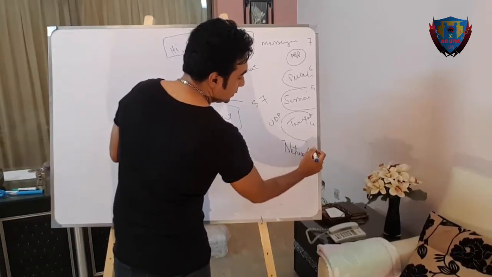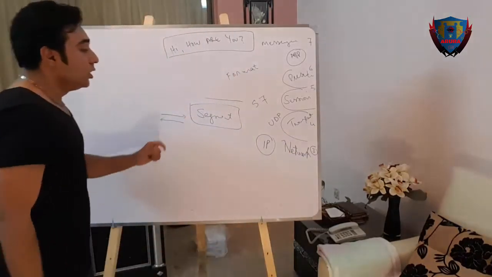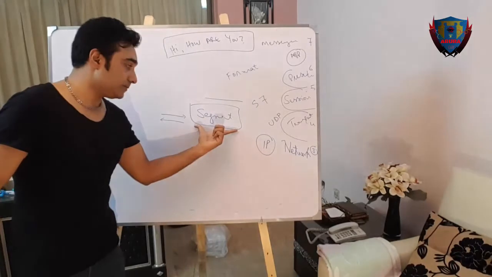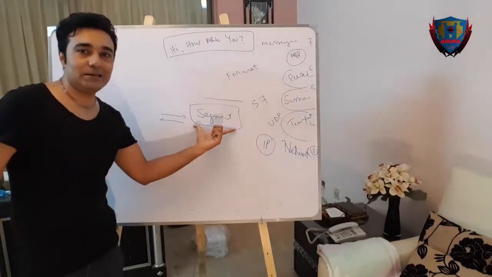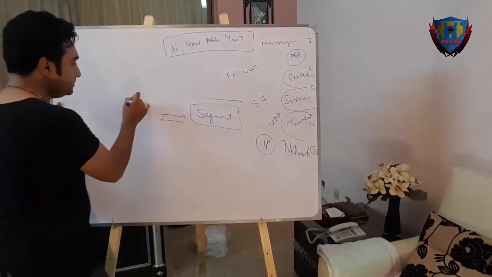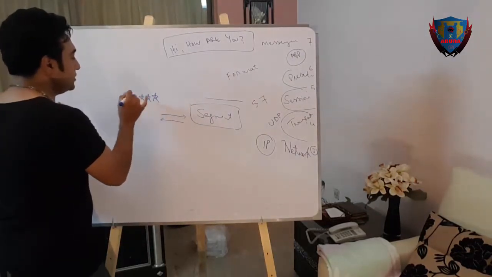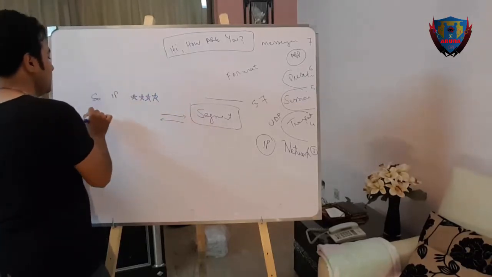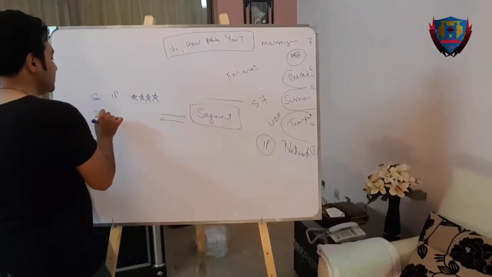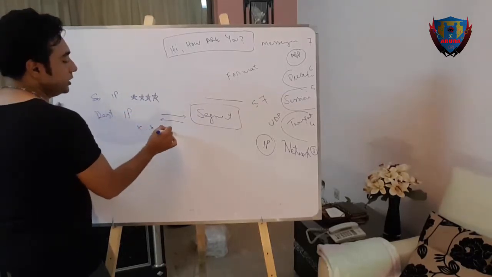Network layer. Network layer is layer number 3. IP protocol will come into play. This segment will be assigned a destination address and a source address, logical address. This is my IP source, and I want to go to this destination IP, which is x.x.x.x.